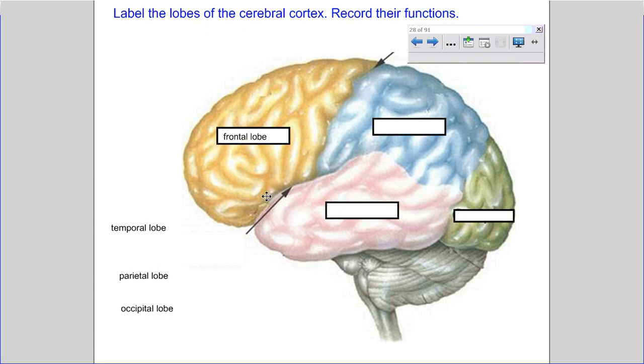So let's see. The one at the back is probably easy to tell. The one at the back is the one that looks after your sight, your vision. So that's the occipital lobe.